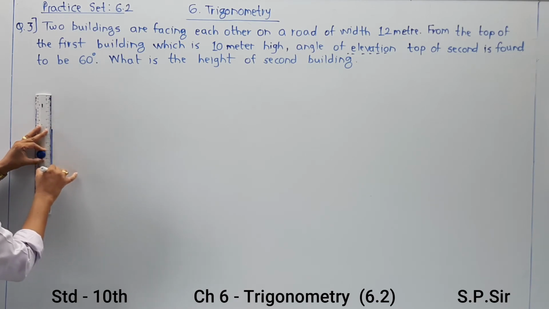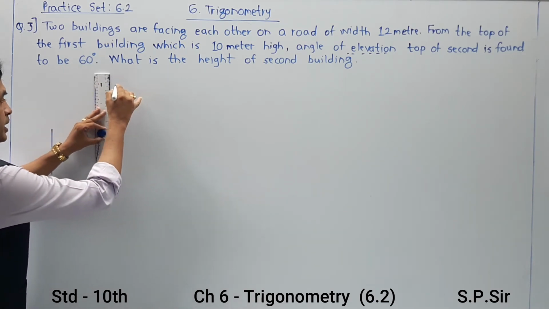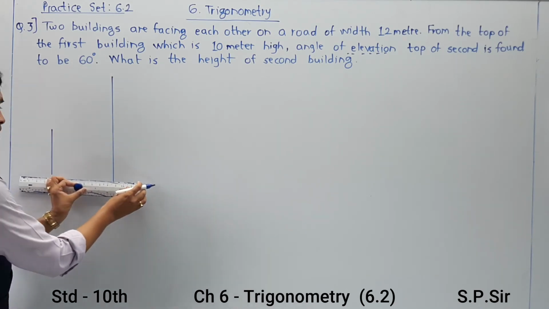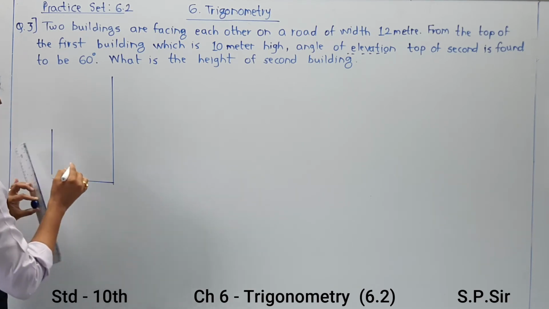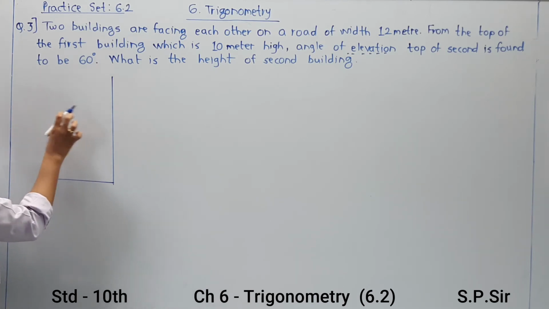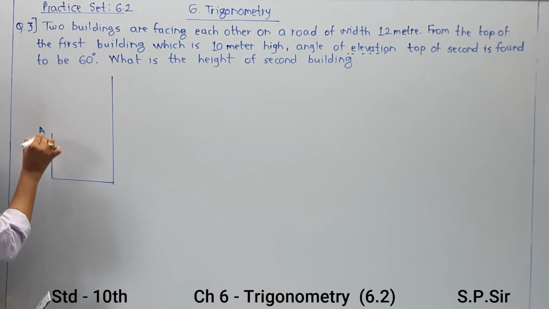Let us say this is the first building. Naturally we know, as per the wording, the height of the second building is more, so I am going to draw a second building, and this is the width of the road that I have taken over here. In this way your first structure is almost ready. Now, one part at a time. Here I am going to call the first building AB.